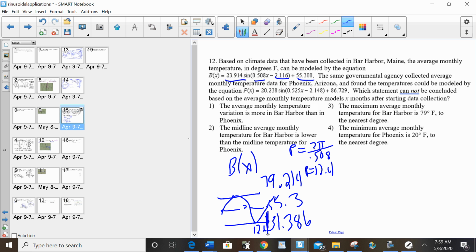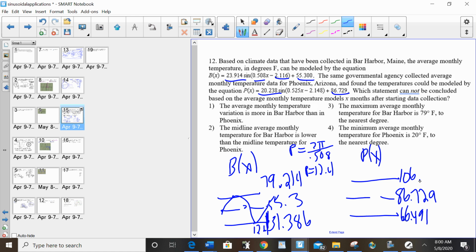Now we've got another one for Phoenix, which is going to be p of x. So for Phoenix, the midline is 86.729. My amp is 20.238, so I'm going to add and subtract 20.238. And I get 66.491 and 106.967.